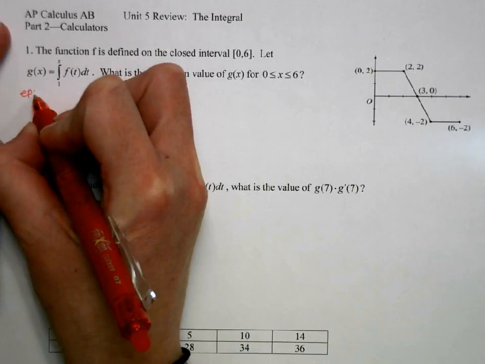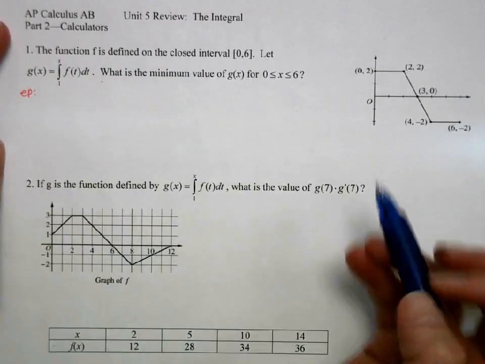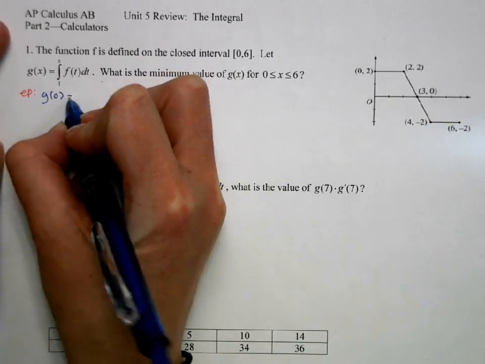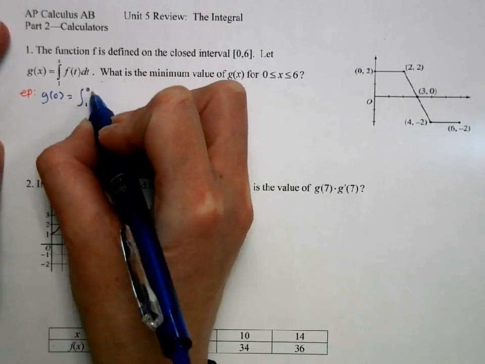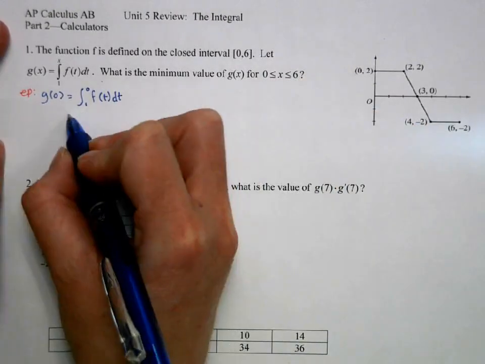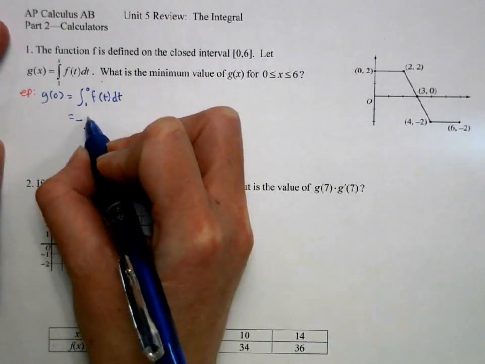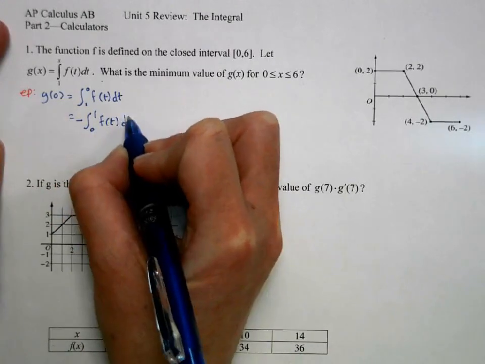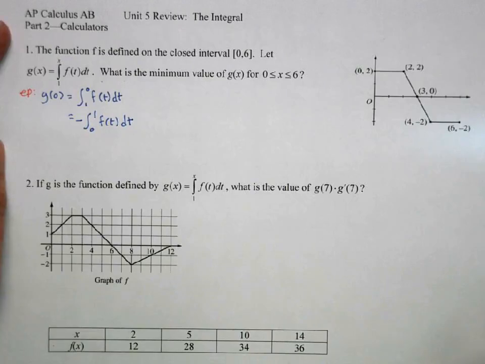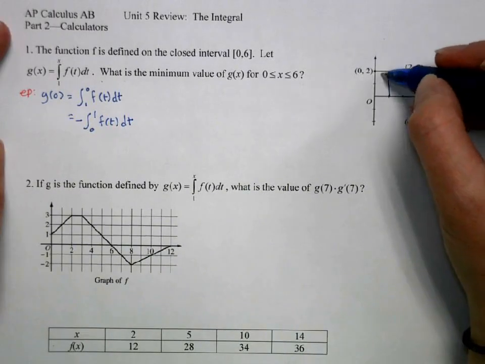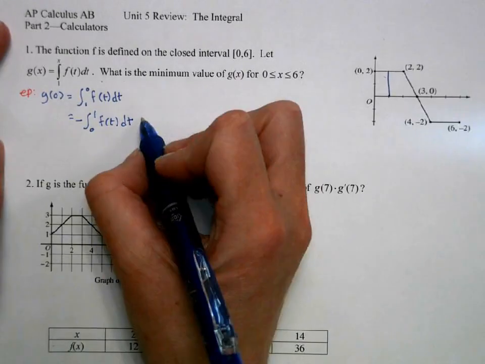So g of 0 is going to be the integral from 1 to 0 of f of t dt. Well, that's going to be opposite the integral from 0 to 1 of f of t. And then I'm going to use my graph to figure out what that is. So going from 0 to 1 is going to be this little rectangle here, which is going to be 2. But it's going to be negative because of that flip there. My other endpoint is 6.